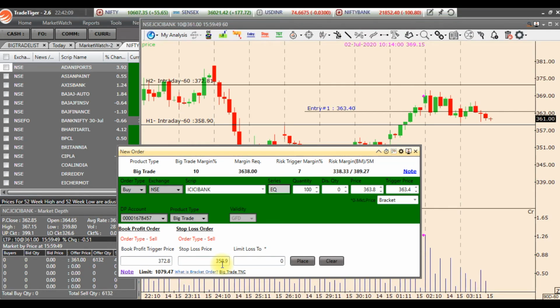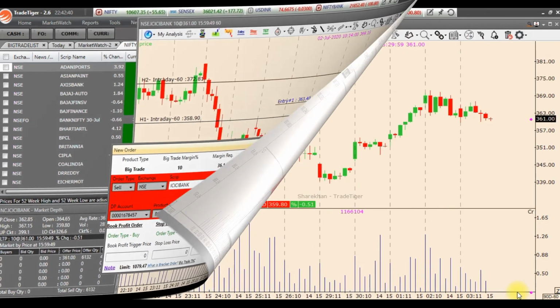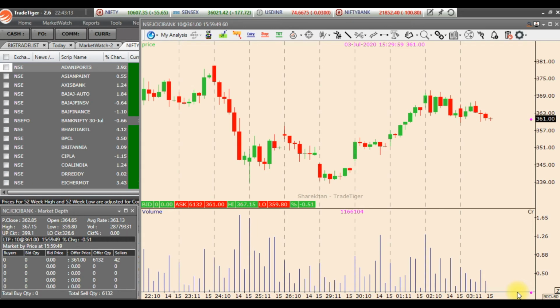Okay guys, this is how you can place a buy bracket order. The same way works for selling as well. You select sell and place the same kind of stop loss and target, and if you want to place a limit, market or breakout stop loss order, you can place a stop loss bracket order. One more technique I will show you is how to place a bracket order from the chart directly.